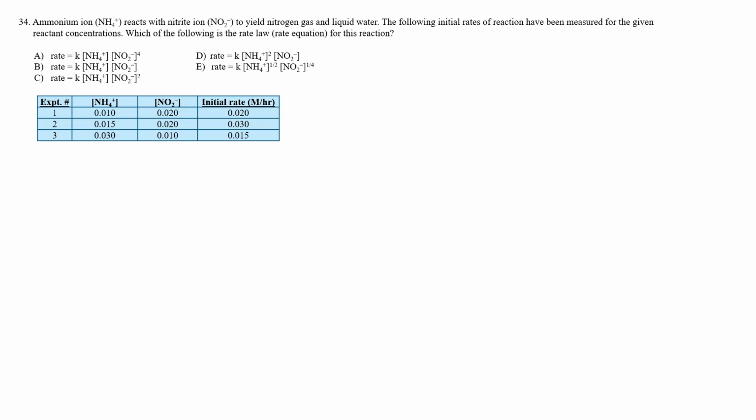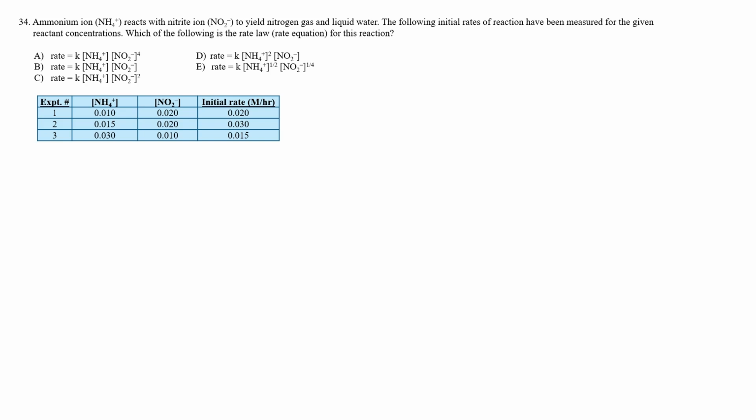Question 34. Ammonium ion NH4+ reacts with nitrite ion NO2- to yield nitrogen gas and liquid water. The following initial rates of reaction have been measured for the given reactant concentrations. You can see here there are 3 trials, experiment number 1, 2 and 3, and then the ammonium ion concentration and NO2- concentration at each trial is given. The initial rates are given in molar per hour units.